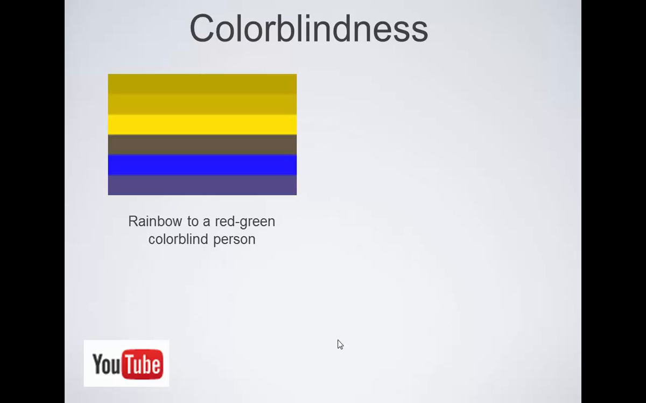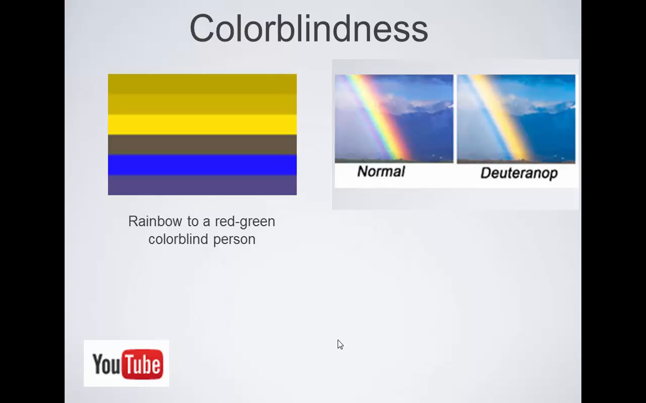All right, here's another, just bring up colorblindness one more time. This is what a rainbow would look like to a person with red-green colorblindness. This is the normal: red, orange, yellow, green, blue, indigo, violet. Instead, they have difficulty telling the red and orange colors from the green.